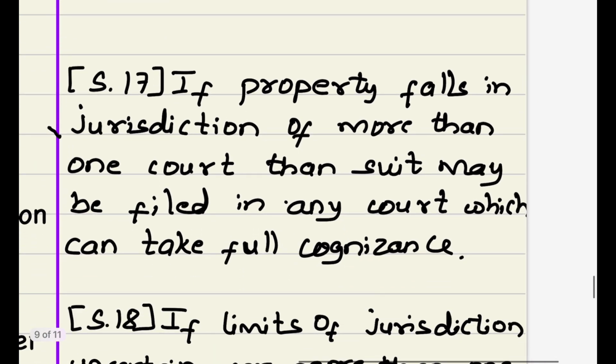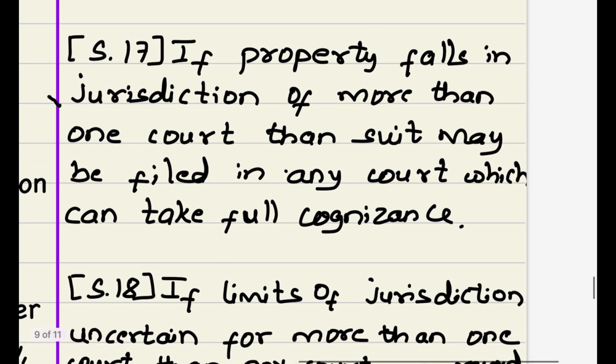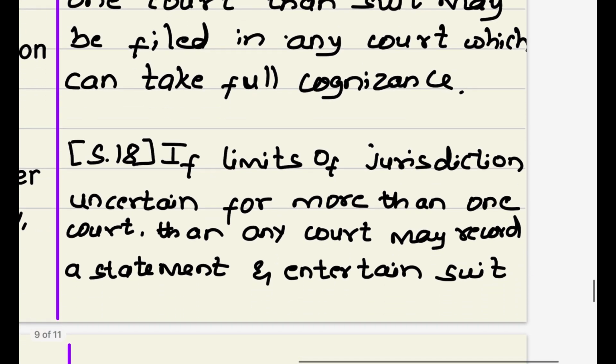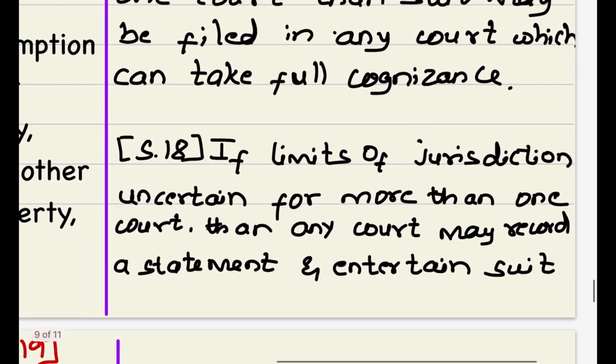So what if the property falls in the jurisdiction of more than one court? Then the suit may be filed in any court which can take full cognizance. So if the immovable property is situated in the jurisdiction of more than one court and more than one court is competent to try it, then any one court which can take full cognizance of the case, in that court we can go for the suit. If the limits of jurisdiction are uncertain for more than one court, then any court may record a statement and entertain the suit. So if the limit is unclear as to which court's jurisdiction it falls under, then any one court can take its cognizance by recording a statement.